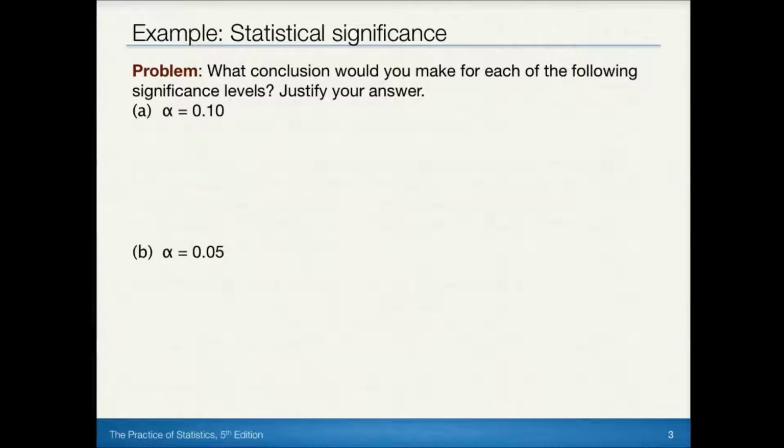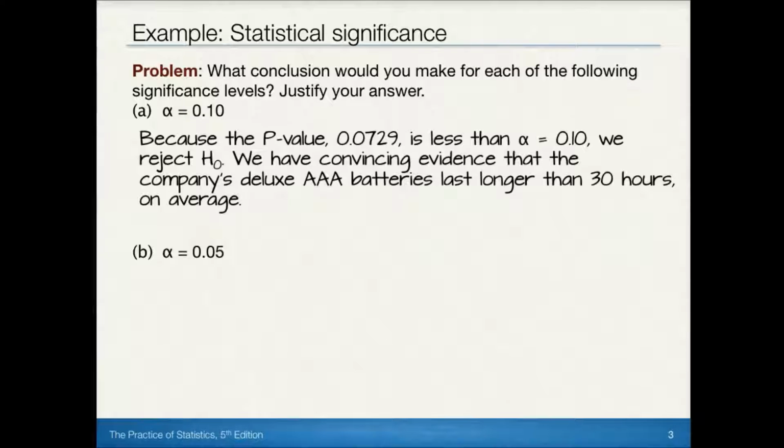Well, what conclusion would you make for each of the following significance levels? Suppose we looked at alpha equals 0.10. Well, because the p-value 0.0729 is less than alpha equals 0.10, we reject the null hypothesis. That is, we have convincing evidence that the company's deluxe AAA batteries last longer than 30 hours on average.